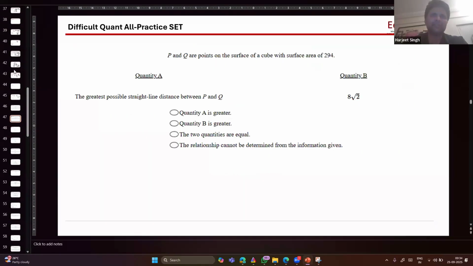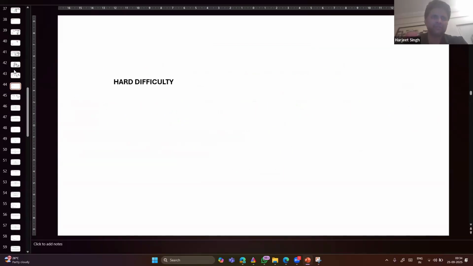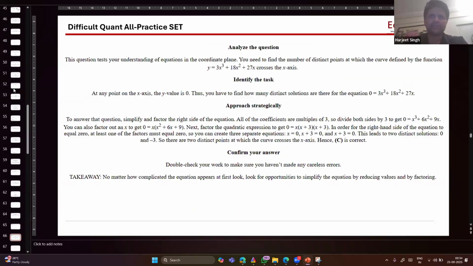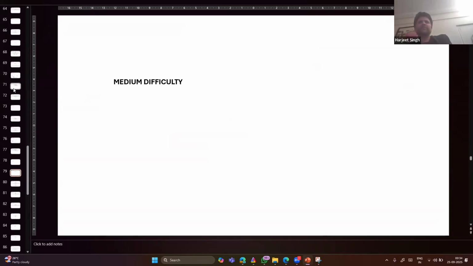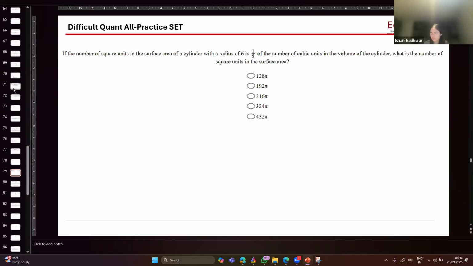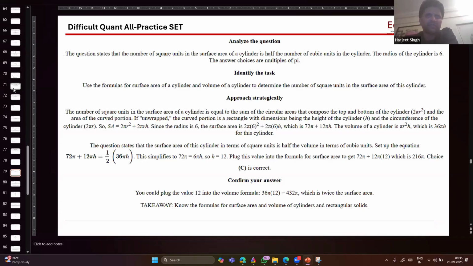So one is hard difficulty, which I would like to do with you, and that's slide 44 onwards. And then there's medium difficulty from 78 onwards. I think those you can keep solving whenever you get time. Although the solutions are on the subsequent slides of every question, you can still time yourself, try every question, see if you're getting it or not, and we will check your answers and see if there are better ways to solve it.